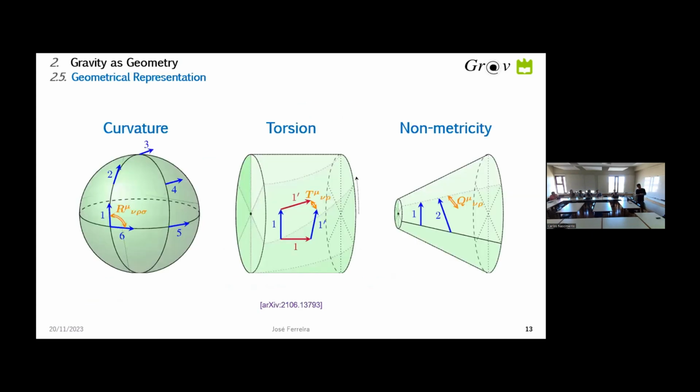Okay, so here's an image which I like to show that I believe provides some intuition behind the behavior of each of the three geometrical objects at play. We have curvature, which essentially causes the rotation of a vector when it's propagated in parallel. We have torsion, which causes the non-closure of a parallelogram. And then non-metricity, which essentially changes the length of a vector as it's moved along its path.